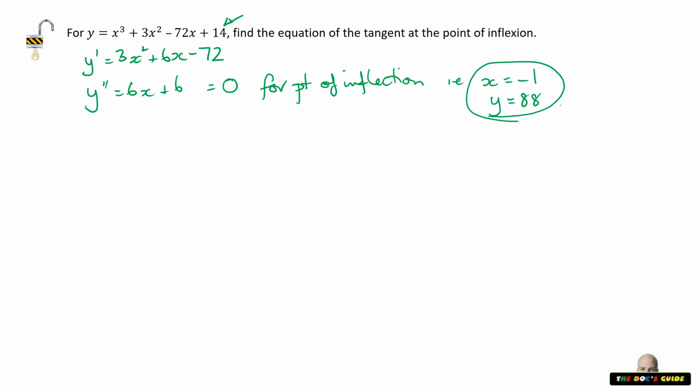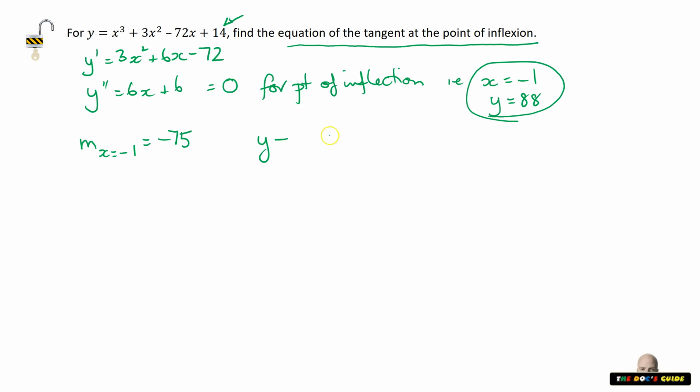Now, if we're going to get the equation of the tangent at the point of inflection, we need the slope of the tangent at the point of inflection. And the slope of the tangent at the point of inflection is the slope of the curve at x equals minus 1. Which means we need to look at our first differential and put minus 1 into that, which will give us 3 minus 6, which is minus 3, minus 72, so that's minus 75, very steep, but we know that they're steepest at the point of inflection.